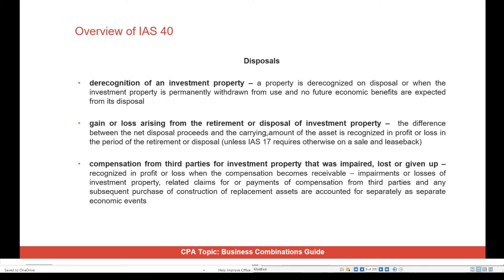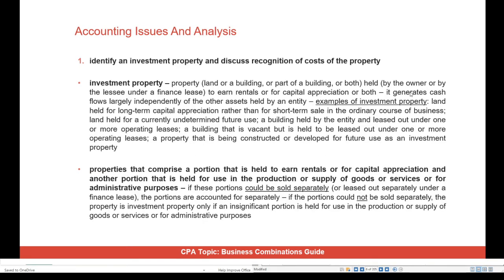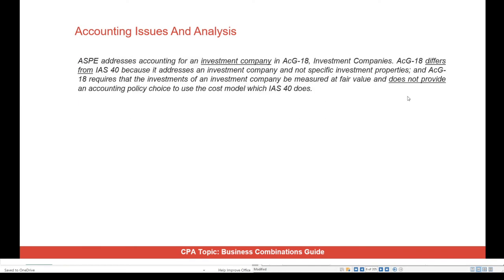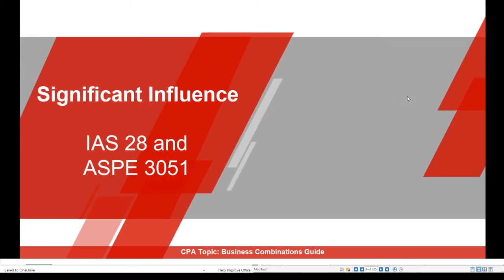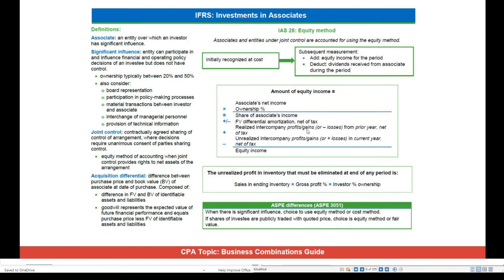Disposals are no different. You're just going to remove it, and any gain or loss goes through the P&L. I'm going through this relatively quickly because it is a level B, and you have the notes for this that you can read through afterwards. Next, significant influence: we're going to talk about IAS 28 and ASPE 3051.